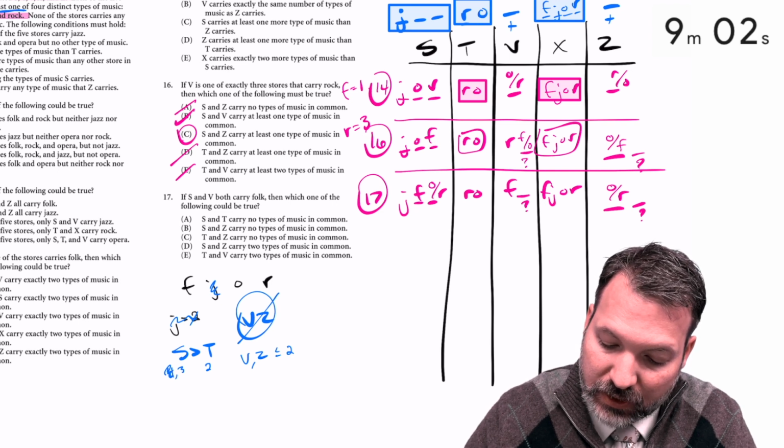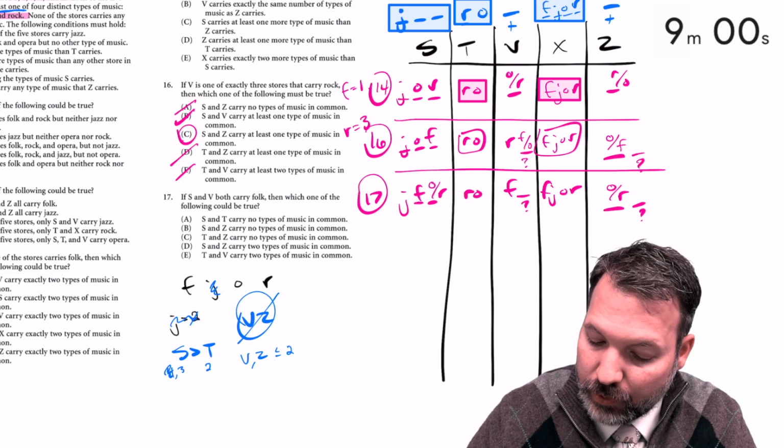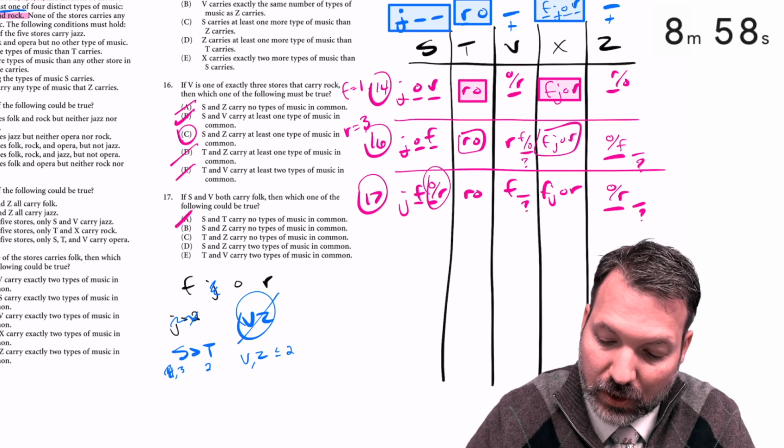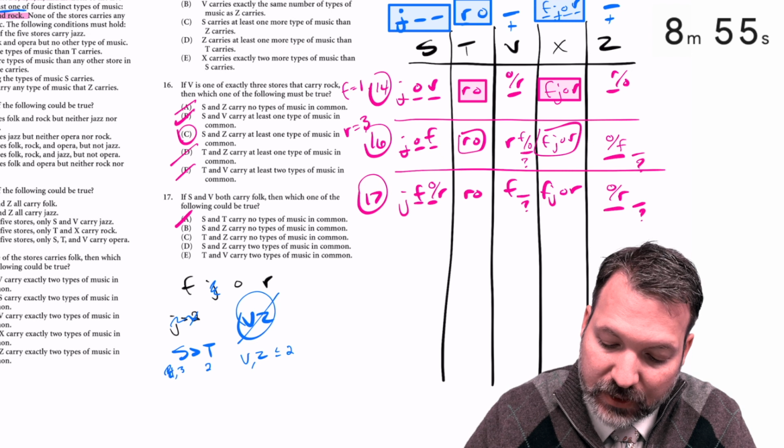What could be true? S and T carry no types of music in common? Well, it's not possible because one of these two is going to be rock or opera. S and Z carry no types of music in common.